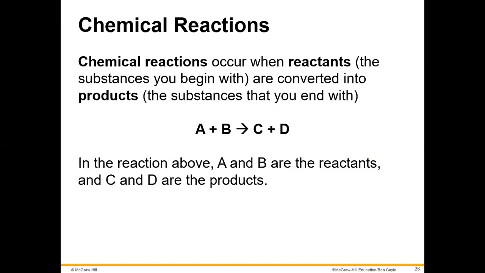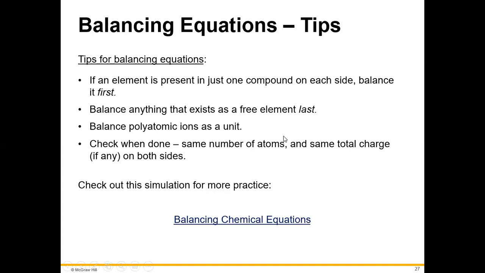Okay, changing gears for a minute, we need to talk about what a chemical reaction is. A chemical reaction occurs when reactants, the substances you begin with, are converted into products, the substances that you end with. So you usually have something, and then an arrow, and then something else. A and B are my reactants here, and C and D are my products.